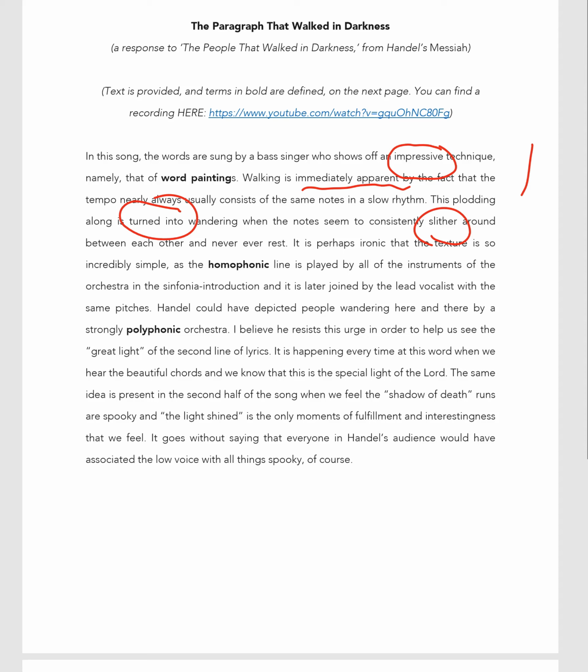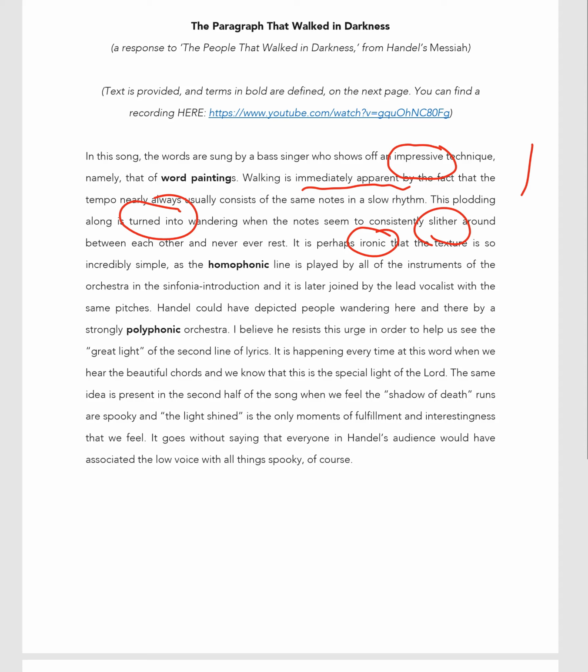Next, it is perhaps ironic that the texture is so incredibly simple. I'm not sure what they mean by ironic here. I really don't know what that word is supposed to mean in this case. Why is it ironic that the homophonic line is played by all the instruments? Homophonic is a pretty simple term that just means we have one sound, or the same sound. Multiple instruments are doing the same thing.